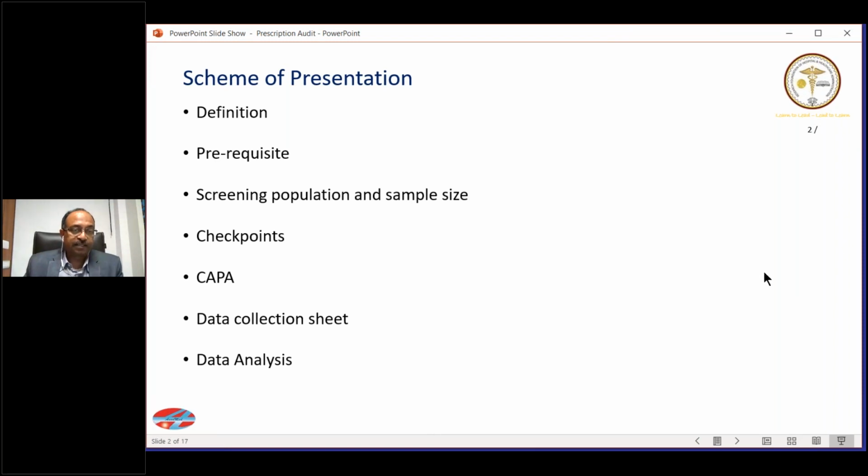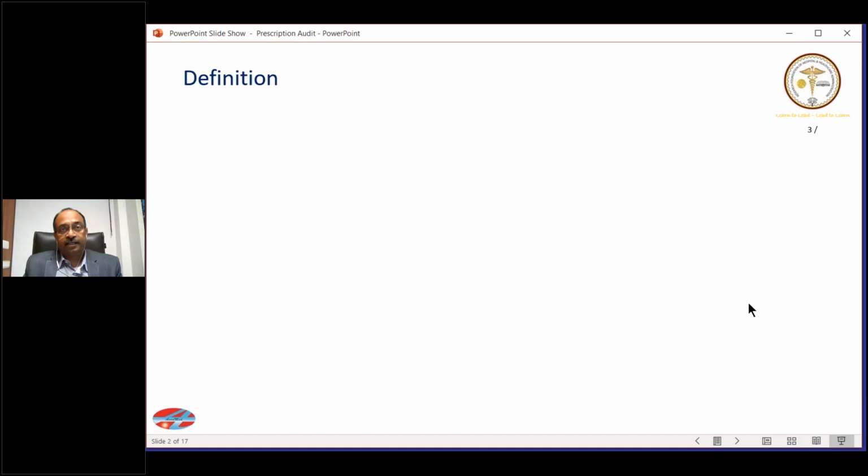We'll look at the screening population and how to do a sample size, how to take the sample size. We'll look at the checkpoints or the parameters for audit, the corrective and preventive actions. We'll also look at a sample data collection sheet and the data analysis.